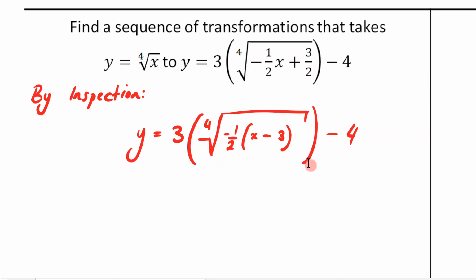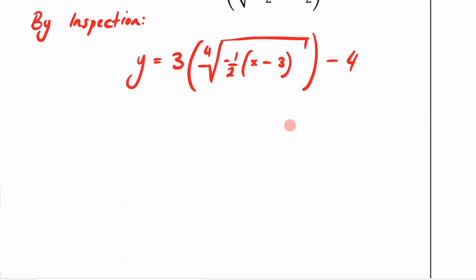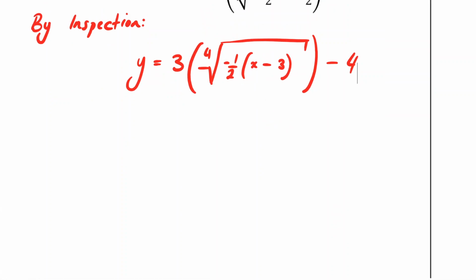Now, we can read off our transformations. Now, what I want to say here is, see how you got the fourth root here? That's just trying to scare you. It really isn't going to change anything. This is no different to having a simple square root. They're just trying to freak you out. So don't get freaked out by that. Okay, so let's now read off our transformations here.